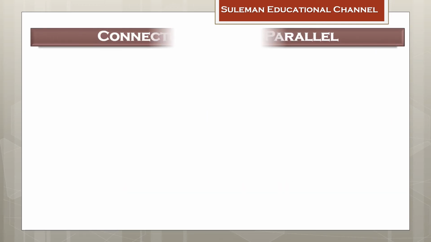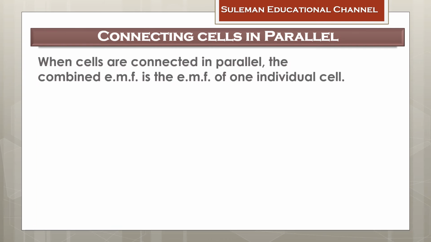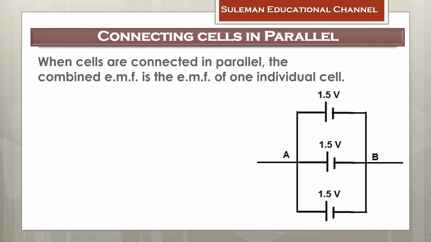Now we will talk about connecting cells in parallel. When cells are connected in parallel, the combined EMF is the EMF of one individual cell. For example, you can see in the diagram 3 cells are connected in parallel. The voltage of every cell is 1.5 volt. So the combined EMF is equal to 1.5 volt, which is the voltage of one single cell.